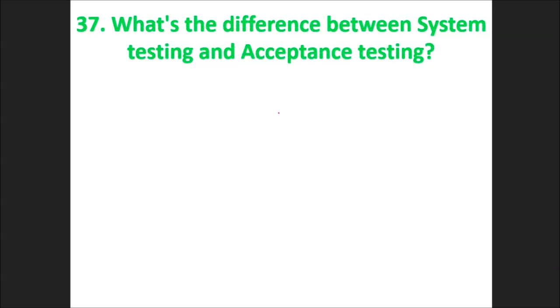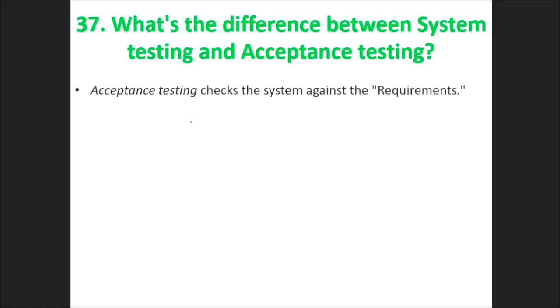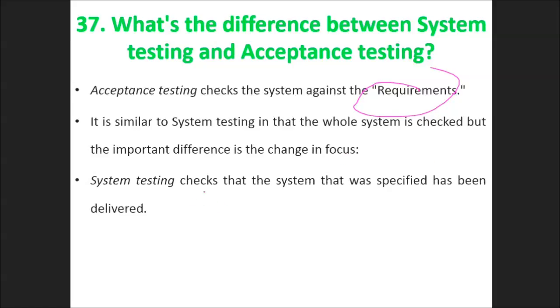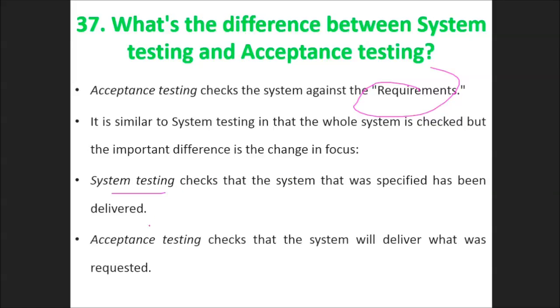Now what is the difference between system testing and acceptance testing? Acceptance testing checks the system against the requirements, right? It is similar to system testing in that the whole system is checked, but the important difference is the change of focus. System testing checks that the system that was specified has been delivered. And acceptance testing checks the system will deliver what is requested.